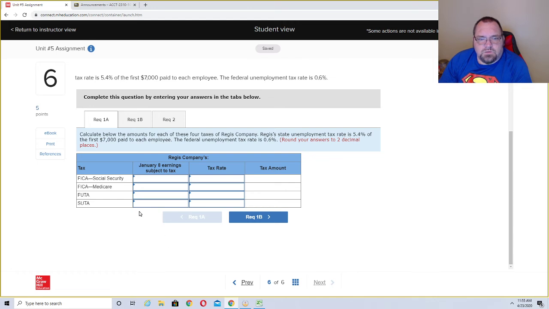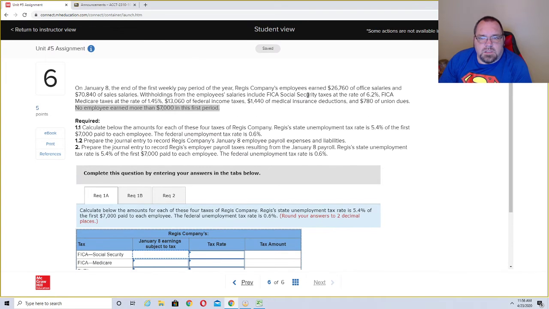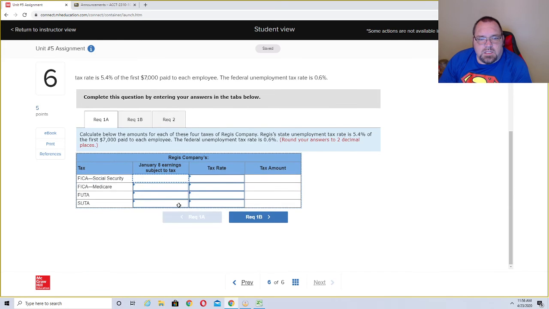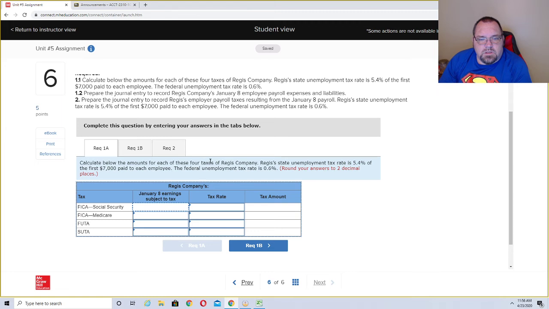Tax rate. It says 6.2, right? We know that the employer has to pay half of it too, right? I might get this wrong the first time, so let's see. FICA, I put in 6.2. Wait, the earnings, 97. This is trying to confuse you.